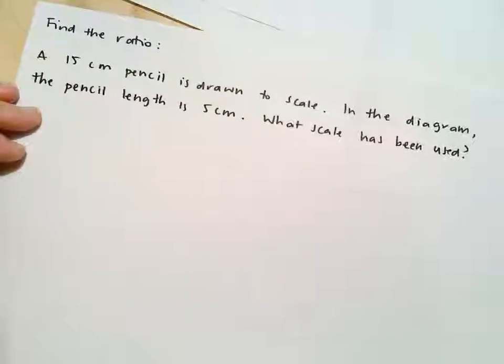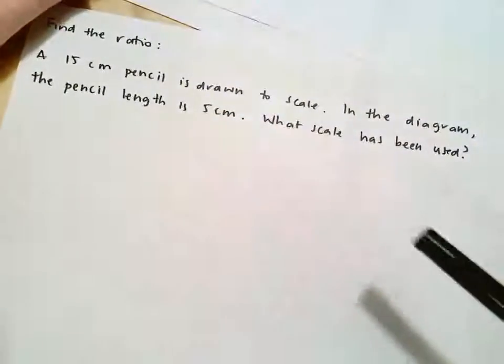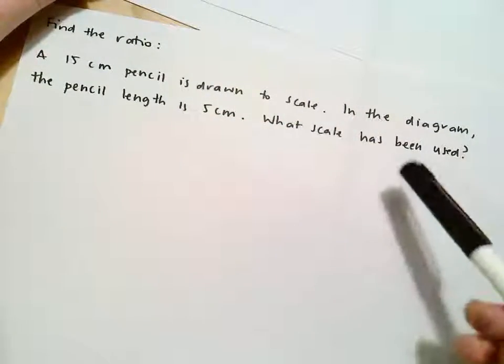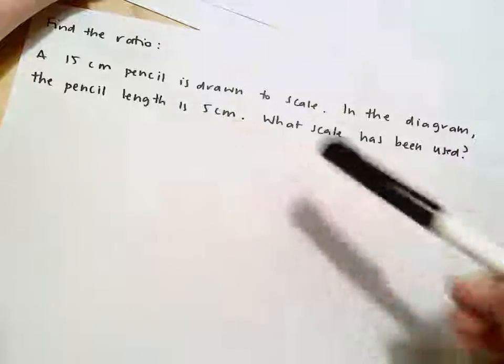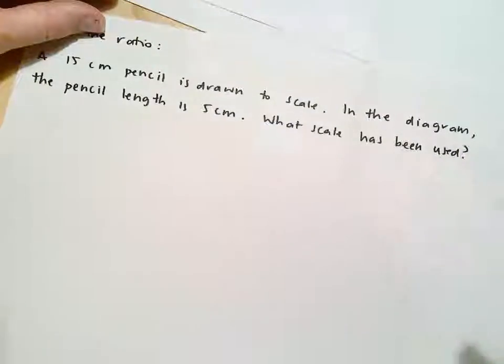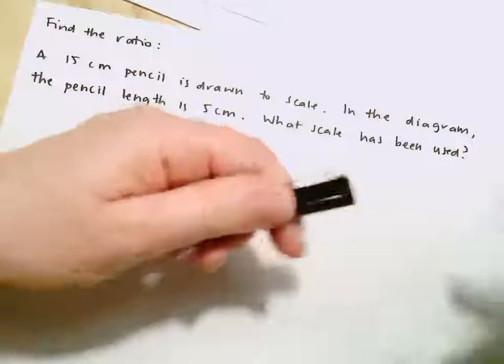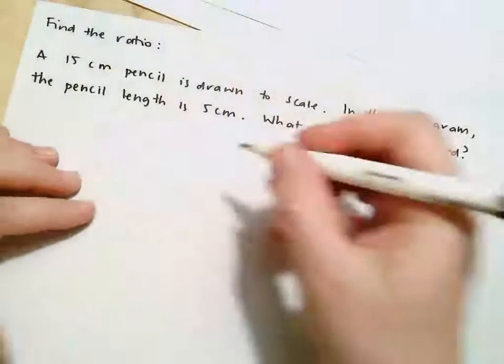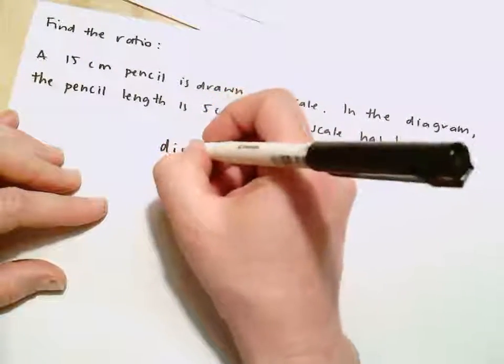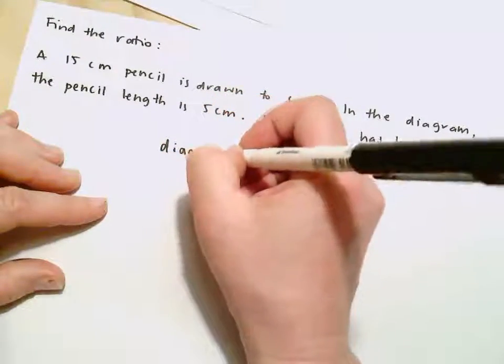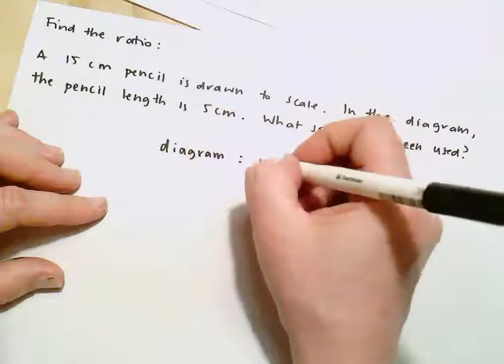Sometimes you might be asked to find the ratio. So you might be told, for example, that a 15 centimetre pencil is drawn to scale, and in the diagram the pencil length is 5 centimetres. And they'll ask you what scale's been used. So remember, a scale shows you the length that is on the diagram in ratio to real life.